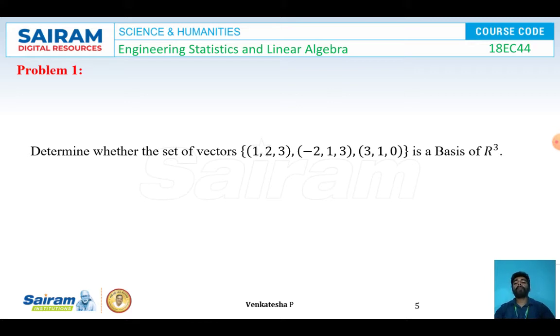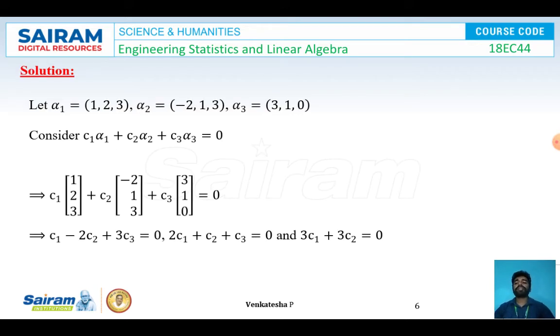Problems. Problem number 1. Determine whether the set of vectors (1, 2, 3), (-2, 1, 3), (3, 1, 0) is a basis of R^3 or not. To check the basis, we have to satisfy two conditions: B must be linearly independent and B spans V.